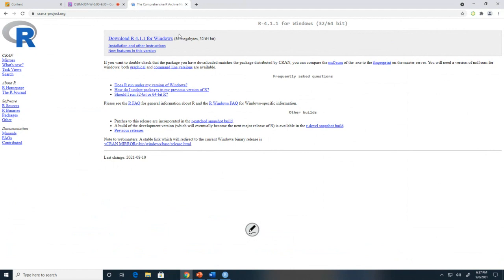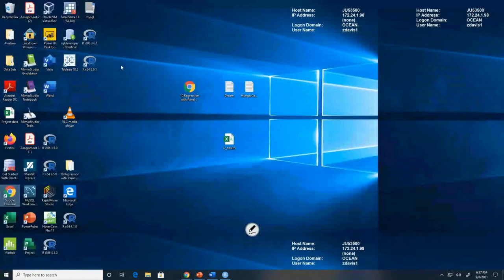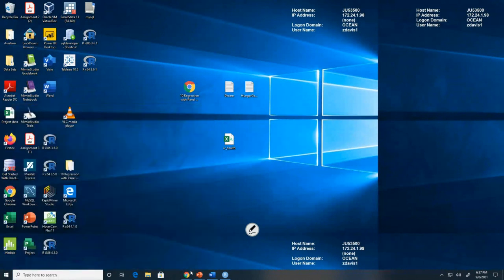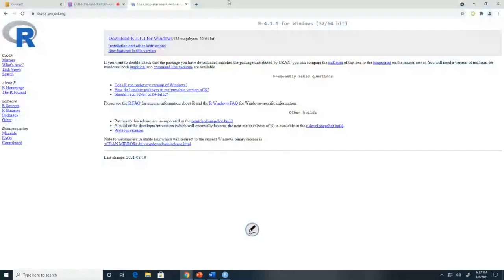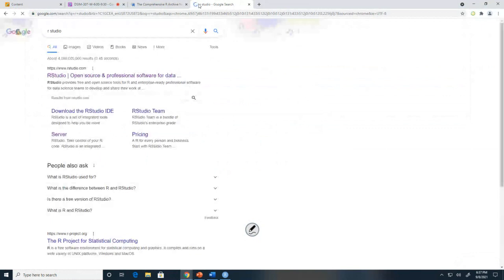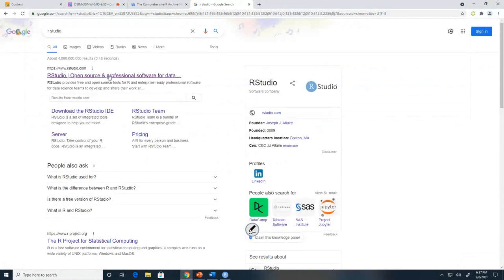So once you've downloaded that, gone through the whole installer and installed R, you probably have something like this on your desktop or somewhere. If you type R, it's going to bring up RStudio, because that's what we're about to install, but whatever, actually use base R. So the next thing you want to go and find is RStudio.